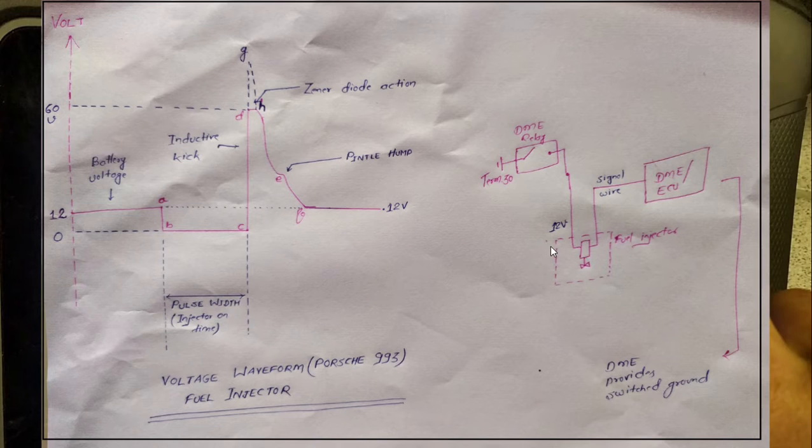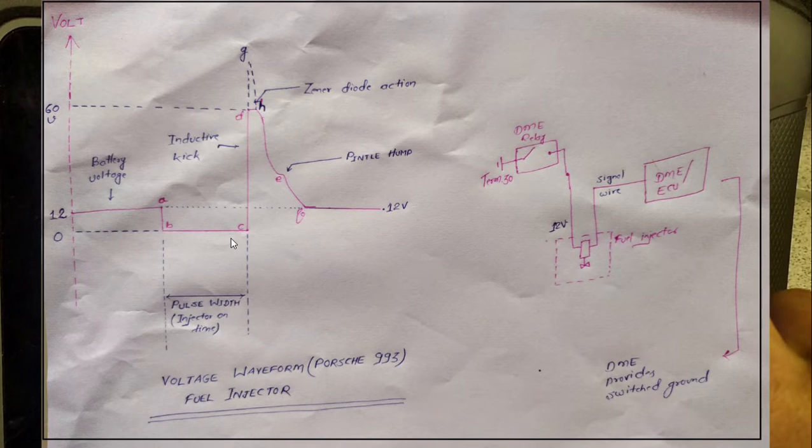Now moving towards the waveform side, we have 12 volt here until point A, because the fuel injector is not actuated until point A. At point A, while the DME starts to provide it ground, the voltage will drop down to B on the signal wire. From point B to C, the DME will continuously provide it ground, and this time from B to C is called pulse width or injector on time.